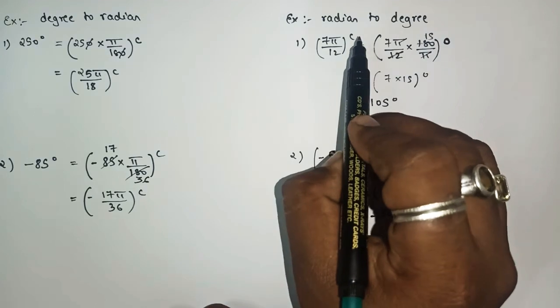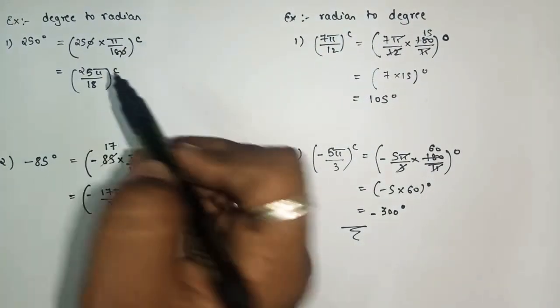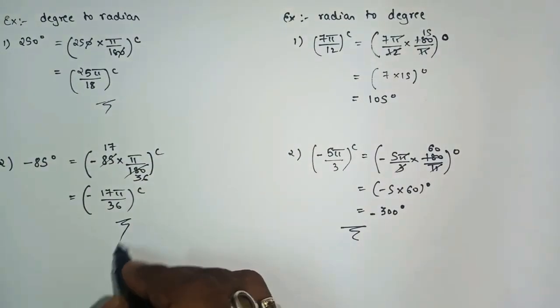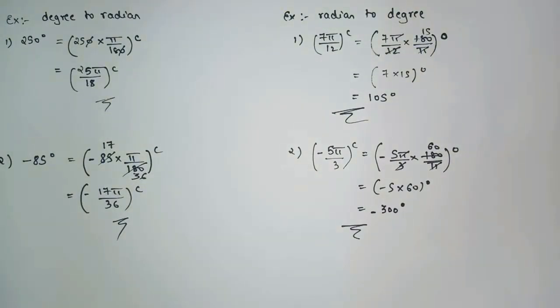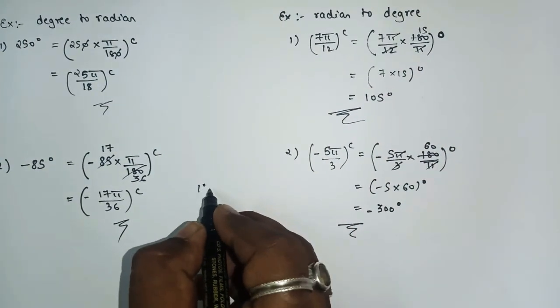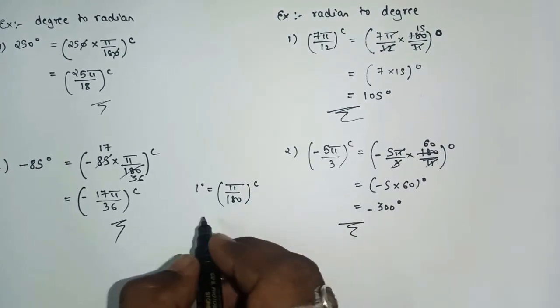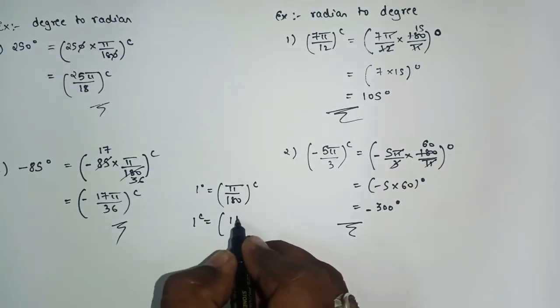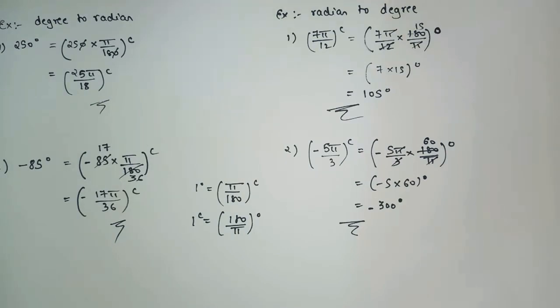Okay, if you convert radian into degree, so here 0 will come, and if you convert degree into radian, here C will come. Okay, so in this way you have to convert your answer from degree into radian and radian into degree. Got the point? Okay, so in simple language, what is 1 degree? It is pi by 180 radian, and 1 radian is equals to what? 180 upon pi degree. I hope you all understood the conversion between degree and radian. So let's move on to the next concept.